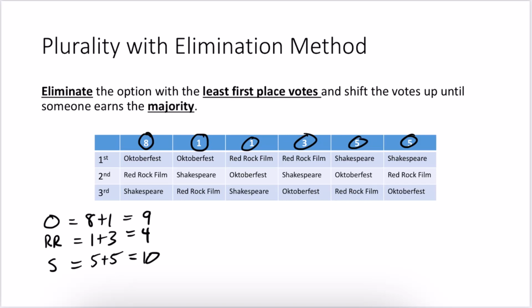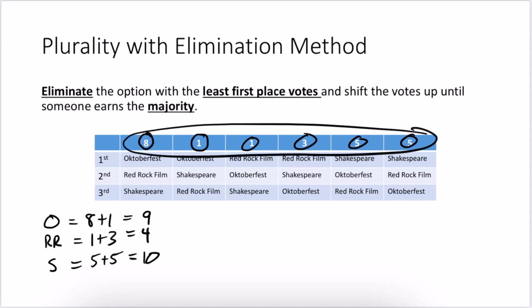Now, if we were doing just the plurality method, the Shakespeare Festival would be the one that would win because it has the most first choice votes. However, within the plurality with elimination method, the requirement is not that they have the most, but they have the majority. And the majority, remember, is the number that's more than half of the total number of votes. So if we add up all of these votes together, the total number of votes that we have is going to be 23. And half of 23 is 11.5.